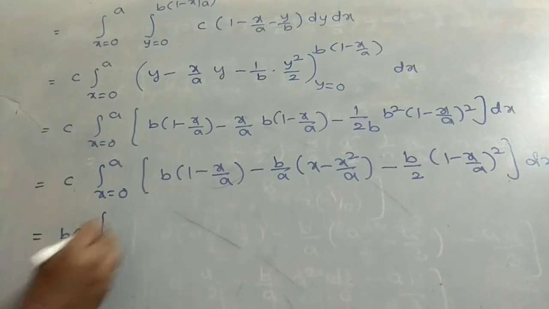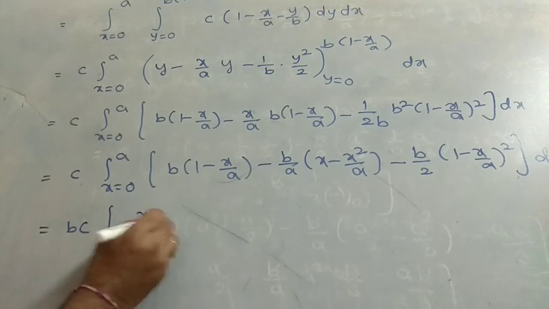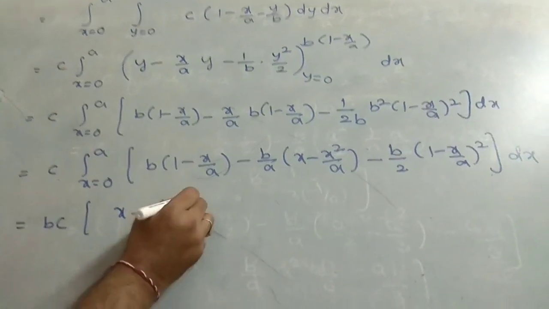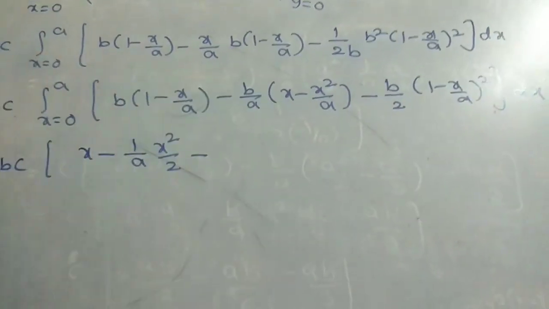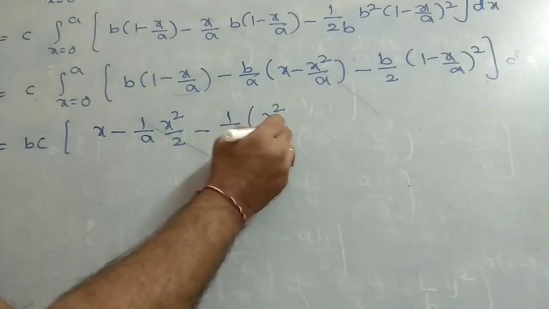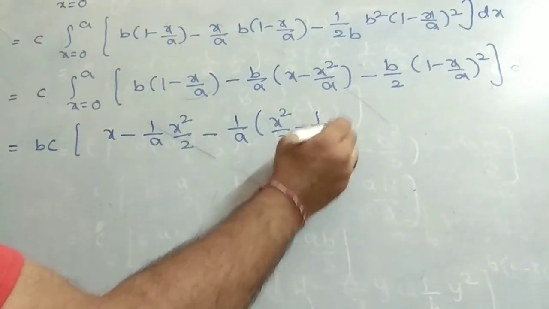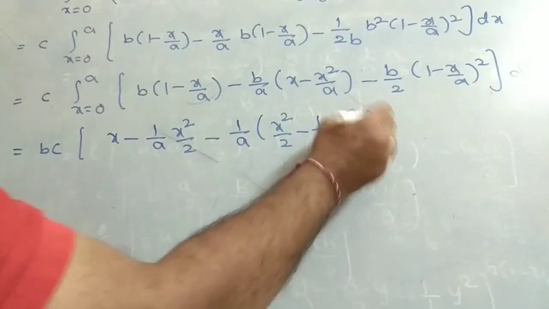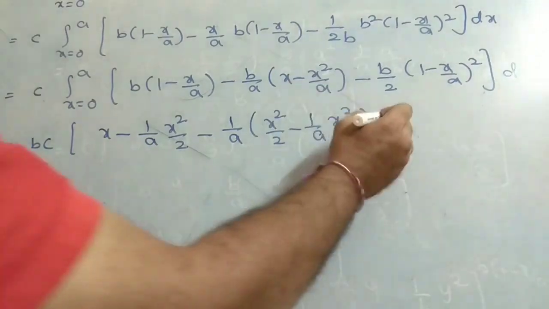Now you do the integration with respect to x variable. Integral of 1 is x, minus 1 by a into x square by 2, minus b already taken common, 1 by a into it becomes x square by 2 minus 1 by a into x cube by 3. Okay, minus b already taken common.